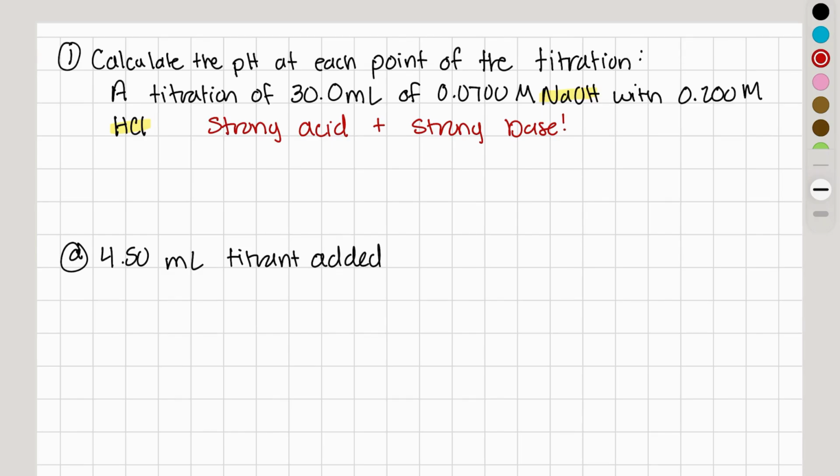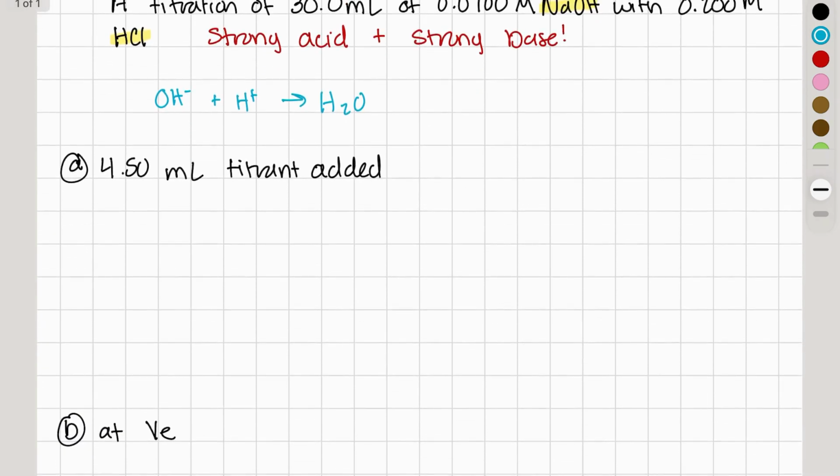But the first thing I want to do is write the chemical reaction between the titrant and the analyte. So in this case, I'm going to have OH minus from the NaOH plus H plus from the HCl gives me H2O. So this one's a fairly simple one, and we do note that it is 1-to-1.